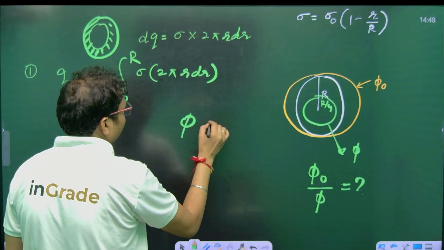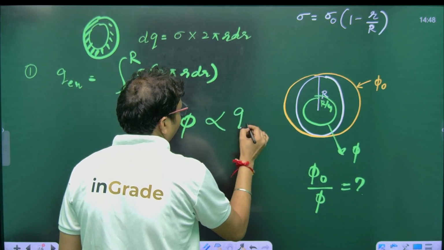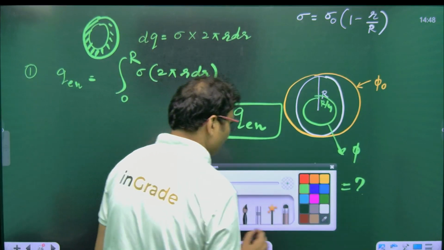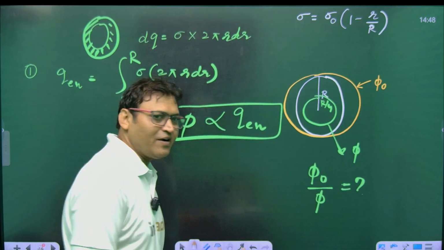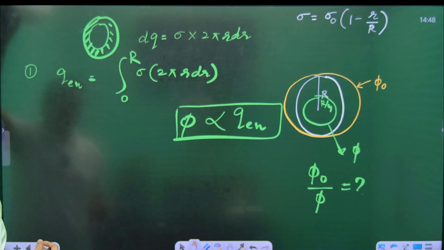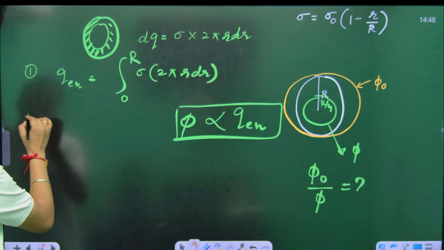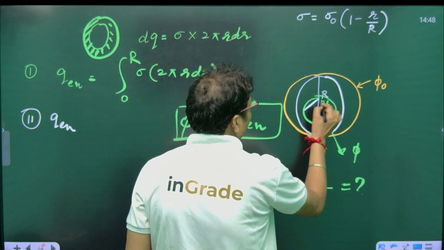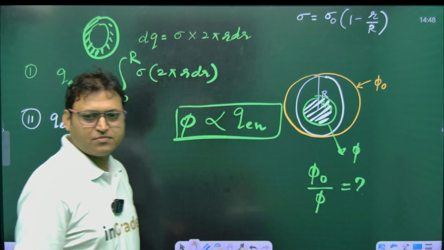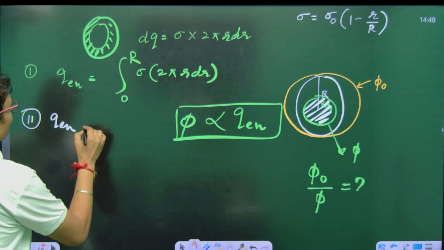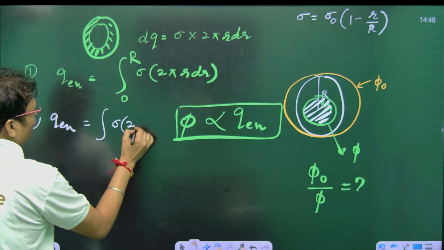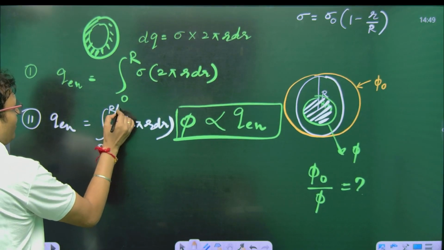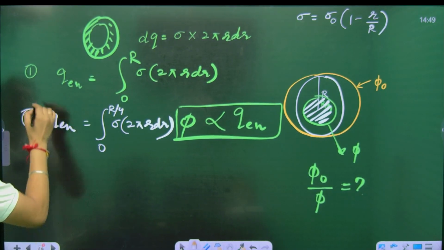Can we say phi is proportional to charge enclosed, because epsilon naught is constant. We need to find out the ratio, so epsilon naught will get cancelled out. So phi will be proportional to this. In the second case, the charge enclosed will be this part of the disk only. It will be integration again of sigma into 2 pi r dr, but the limit of integration will be 0 to R by 4 here. So this is phi naught.